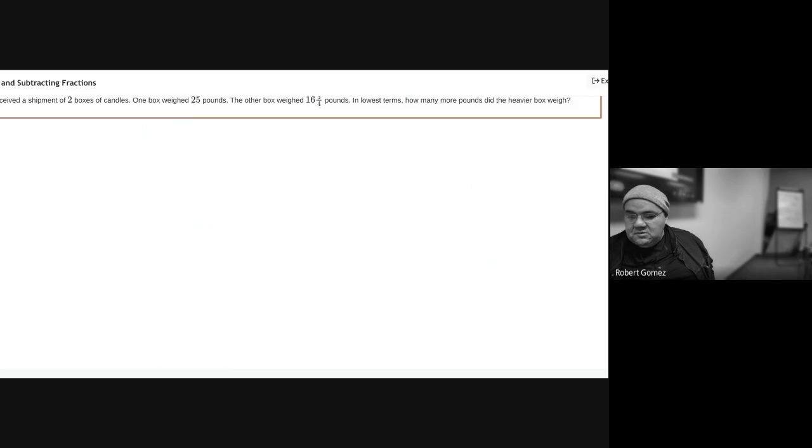Sometimes you get to a problem like this that we see right here in front of us, and you may find yourself having to add a mixed number to a fraction.